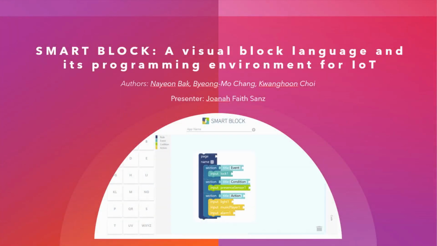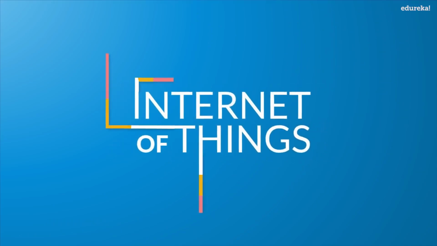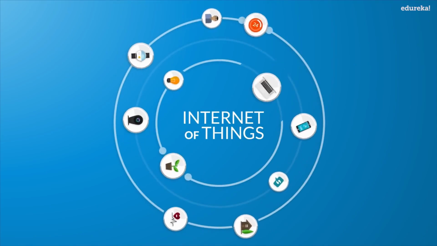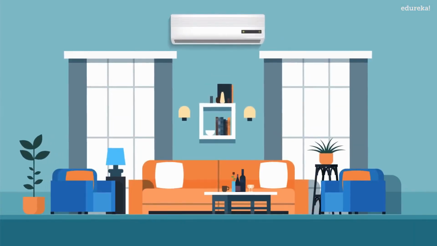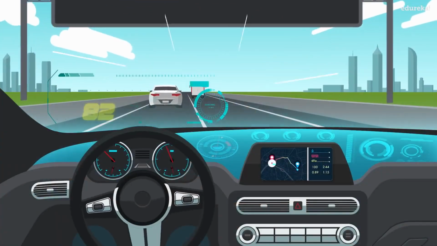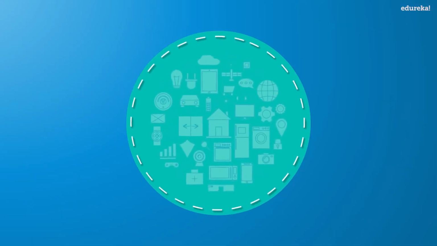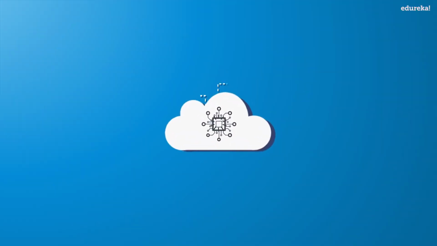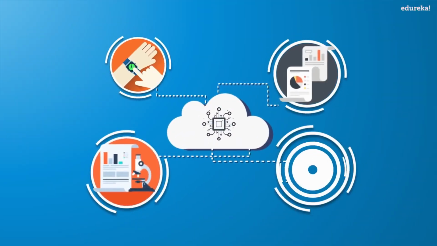Everyone, this presentation is about SmartBlock, a visual programming language and its programming environment for Internet of Things. Internet of Things refers to devices or systems that connect over the Internet for communication and exchanging of data. These devices are embedded with sensors, software, and other technologies. IoT applications enable end users to remotely control home devices from their smartphones and automate everyday tasks.